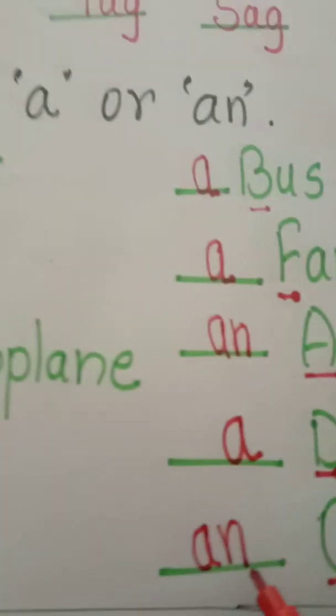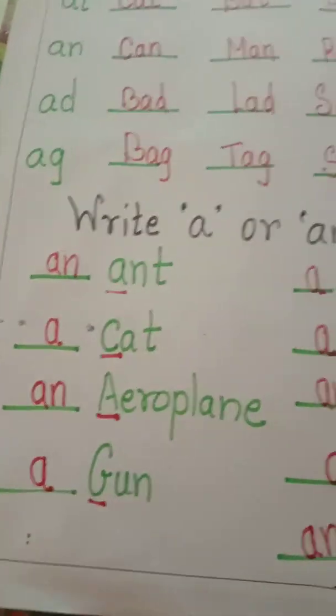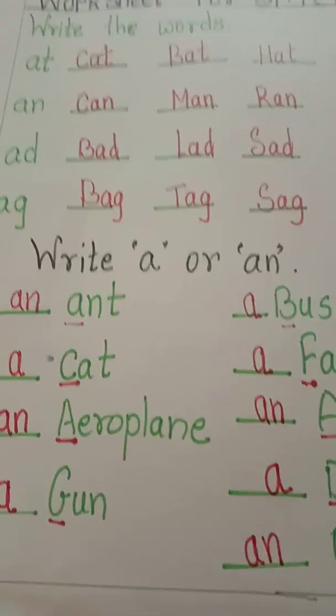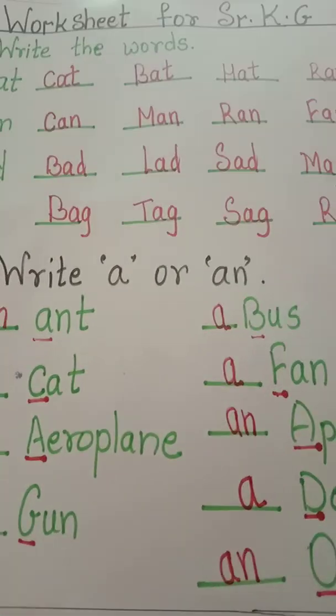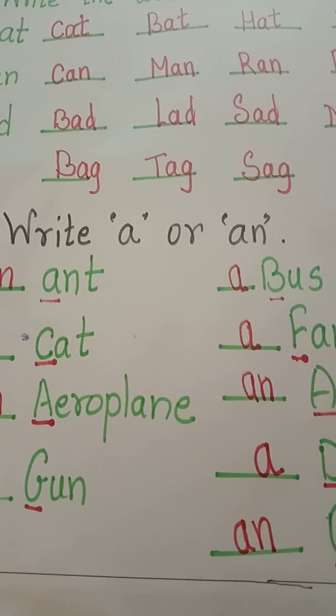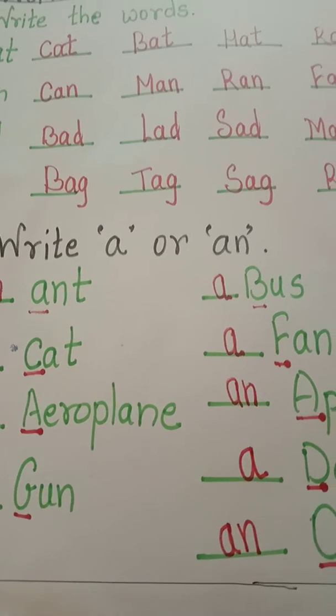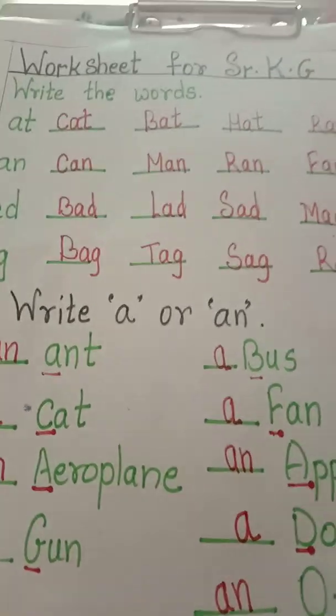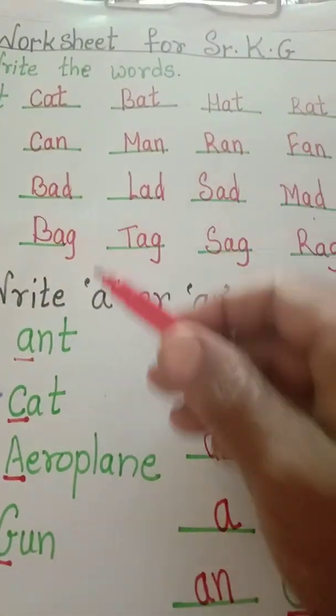This is the way you can make a worksheet at home with the help of your mummy. Ask her to take one paper, a few sketch pens and write this for you. Make a worksheet and enjoy doing this worksheet. And read all these words when you finish doing the worksheet.